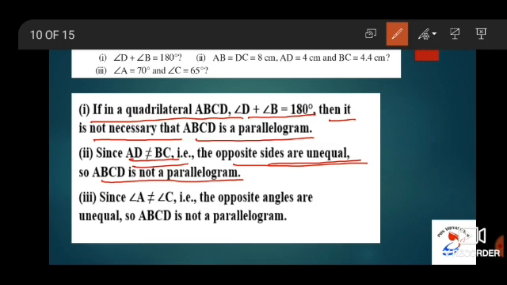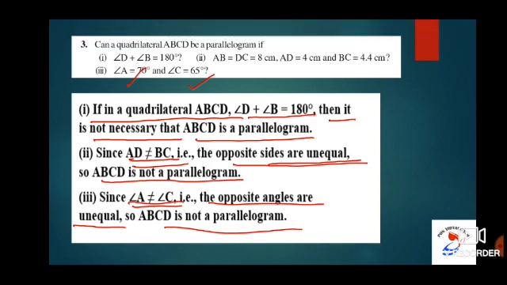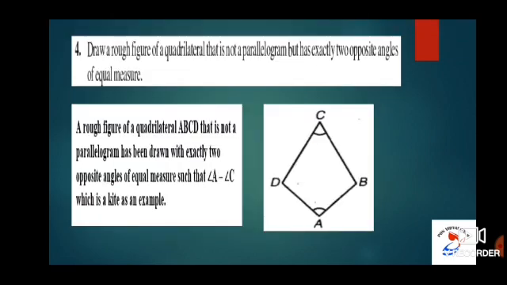The value for angle A is given as 70 and angle C is given as 65 degree. The opposite angles are not equal. The value for angle A and angle C are different. So definitely ABCD is not a parallelogram. This completes the third problem. Let us move on to the fourth problem.